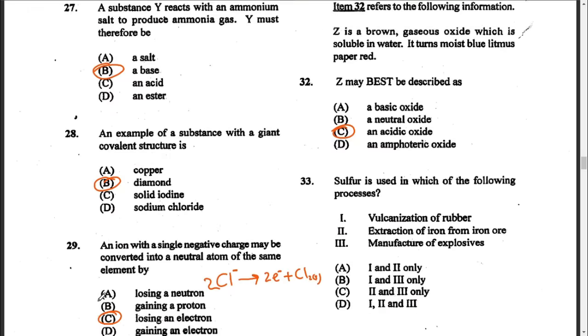Sulfur is used in which of the following processes? Vulcanization of rubber, extraction of iron from iron ore, or the manufacture of explosives. So it's 1 and 3, and that's B.